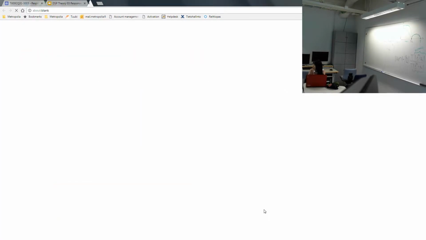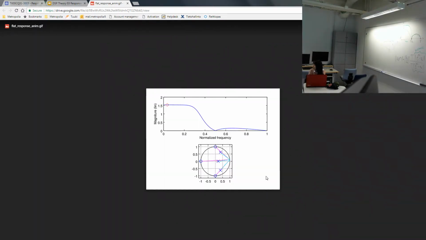The other one, oh, okay, so that's a flat response by setting those poles at certain angles and ranges. Yep. Seeing is believing.